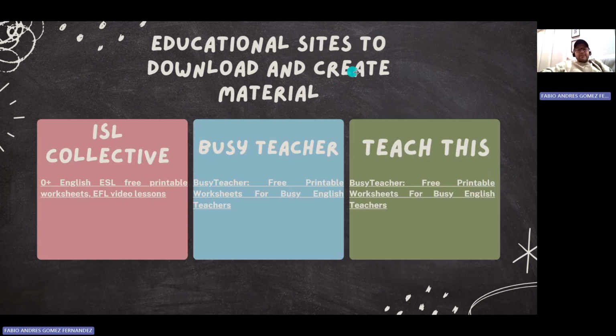And also, we can find some educational sites to download and create material, which I'm going to leave here in the presentation. ISL Collective is great. It is for free, and well, also you can pay in it, but on the free side, you can download any kind of material related to writing and the other skills, as well as Busy Teacher and Teach This. These three websites are going to be listed here, with the links in the presentation, so if later on you want to access them.